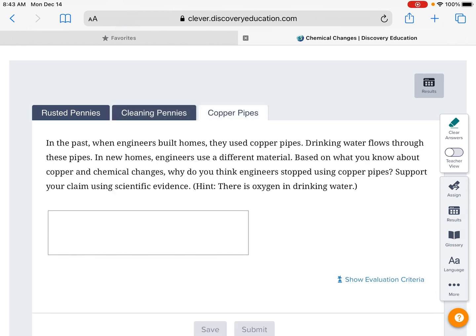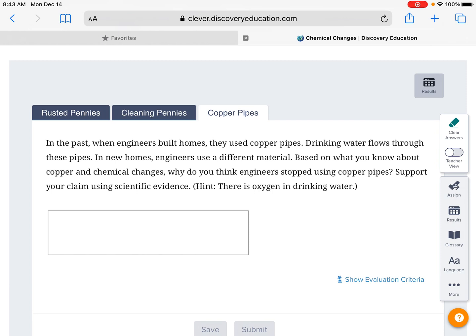Last but not least, this is the part you're going to do. I want you to think about this. In the past, when engineers built homes, they used copper pipes. Drinking water flows through these pipes. In new homes, engineers use a different material. Based on what you know about copper and chemical changes, why do you think engineers stopped using copper pipes?